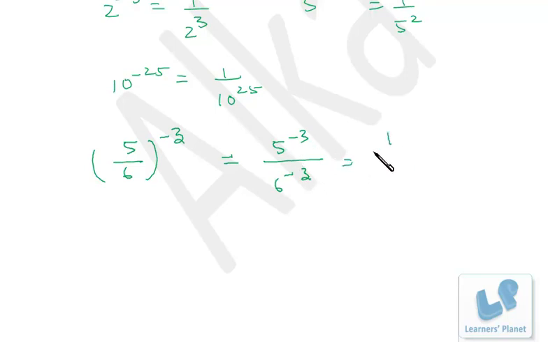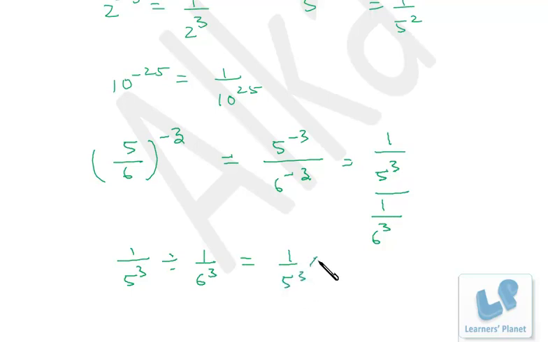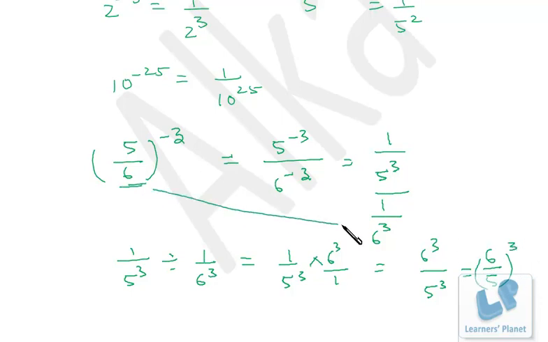Now 5 raised to minus 3 can be written as 1 upon 5 raised to 3, and 6 raised to minus 3 can be written as 1 upon 6 raised to 3. So it's 1 upon 5 raised to 3 divided by 1 upon 6 raised to 3, right? This can be written as 1 upon 5 raised to 3 into 6 raised to 3 by 1. So it is 6 raised to 3 by 5 raised to 3, and finally it is (6/5) raised to 3. So we started from here and we are reaching over here, right?